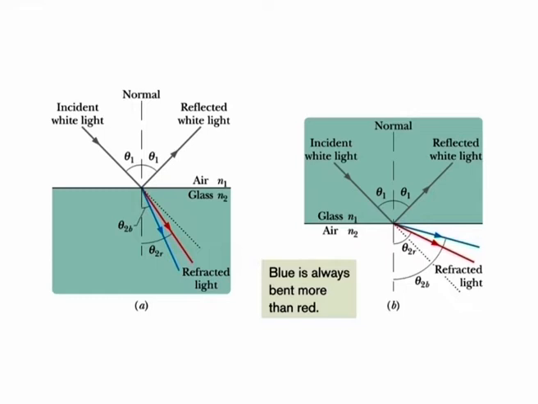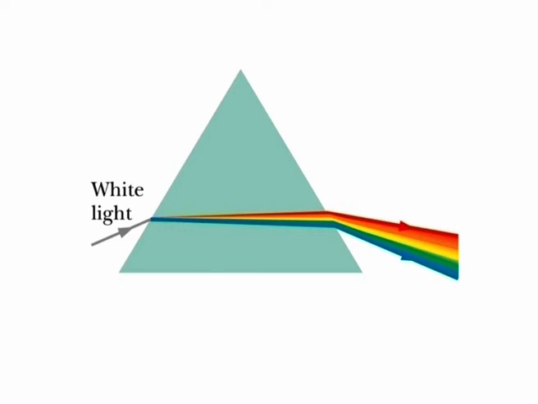In figure B, a ray of white light in glass is incident on a glass-air interface. Again, the blue component is bent more than the red component, but now theta 2b is greater than theta 2r. To increase the color separation, we can use a solid glass prism with a triangular cross section. The dispersion at the first surface is then enhanced by the dispersion at the second surface.